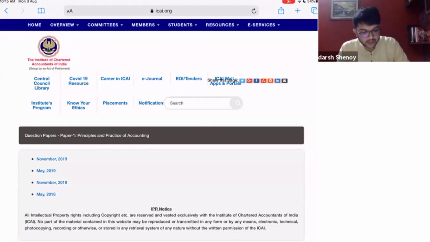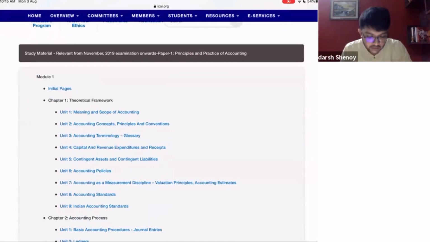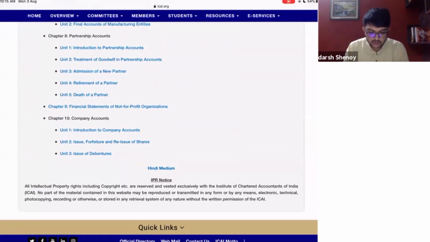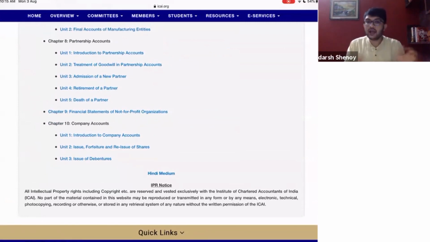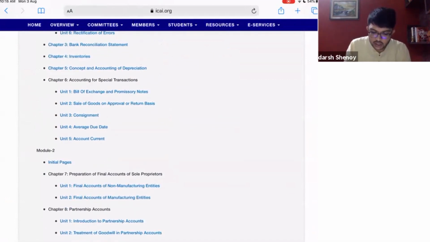I'll talk about the question paper pattern and all. Before that, I will just go to the study material. I went back and clicked on study material. As I told you, in chapter 2 accounting process, unit 6 is rectification of errors. I separated it and have shown it separately. I did chapter 3 as well. In their book only 10 chapters are there, but we have split the chapters. For example, special transactions has 5 units. In ours, we separated these units and made them chapters. I have given them to you as chapters. So that is how you have to study it.